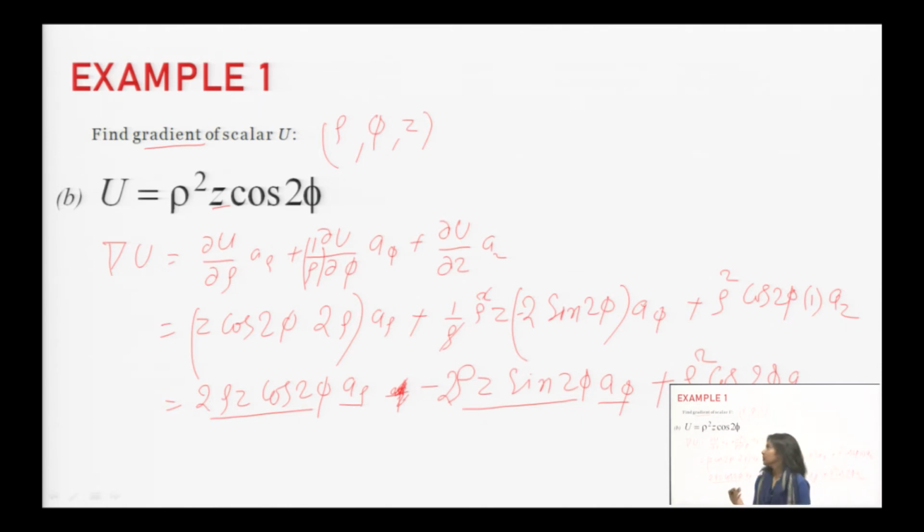Note one thing here: the gradient of any scalar produces a vector quantity, meaning initially this u was a scalar quantity. However, this del u, the gradient of u, is a vector quantity.